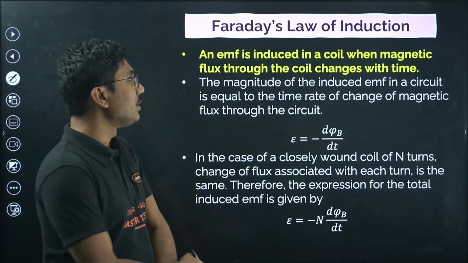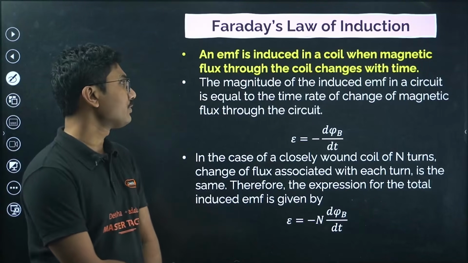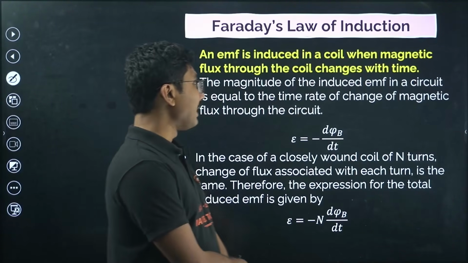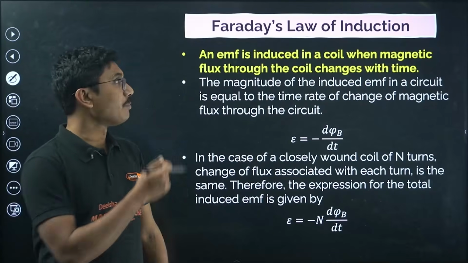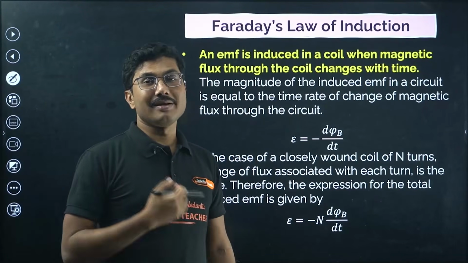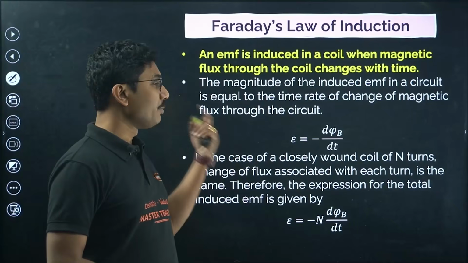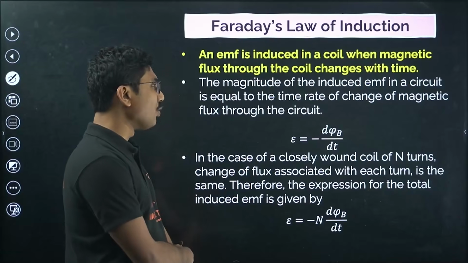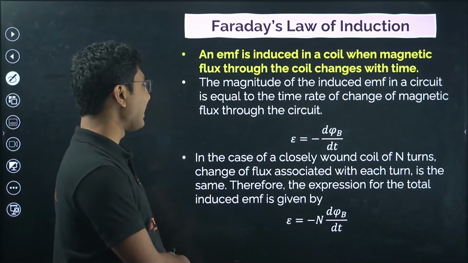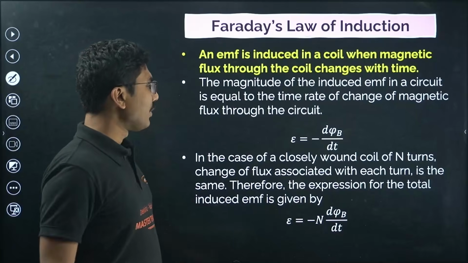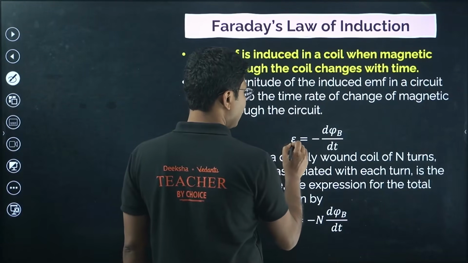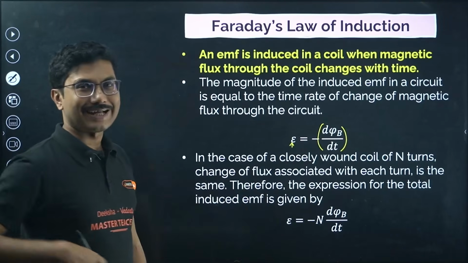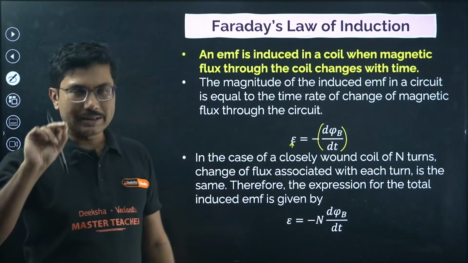An EMF is induced in a coil. EMF means electromotive force. An EMF is induced in a coil when magnetic flux through the coil changes with time. So very important. If you change the magnetic flux linked with the coil, then there will be an induced EMF. The magnitude of the induced EMF in a circuit is equal to the time rate of change of magnetic flux through the circuit. Okay, so this is the induced EMF, and this is the rate of change of flux. So they are exactly equal. The negative sign we will explain in a while.